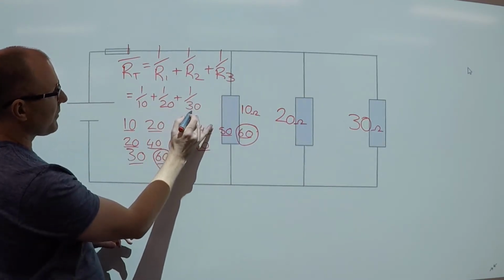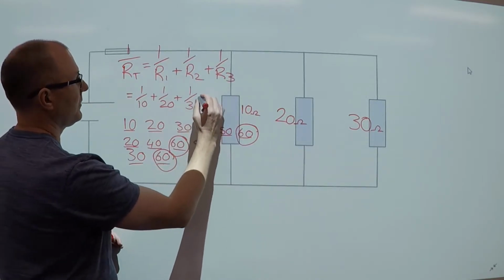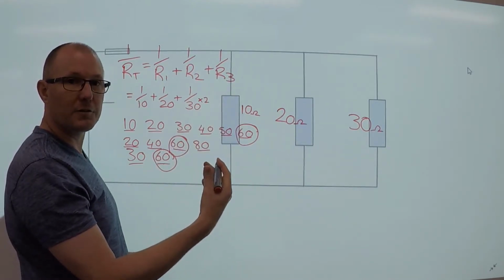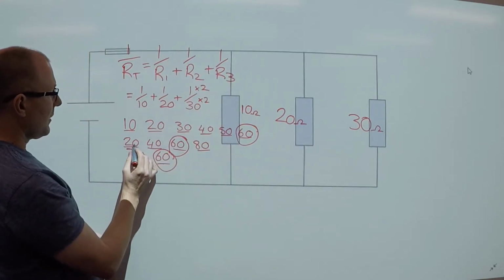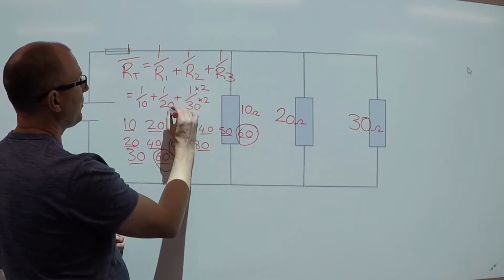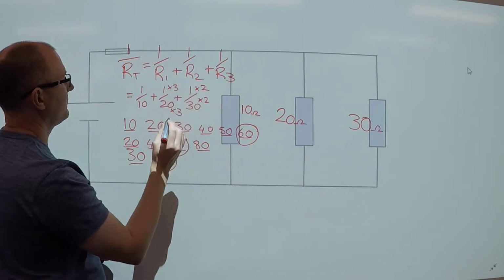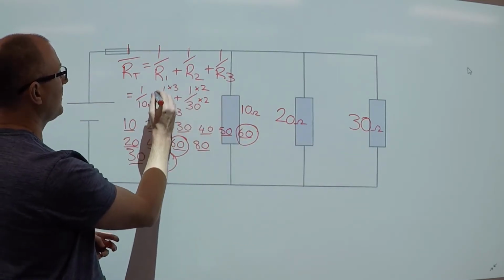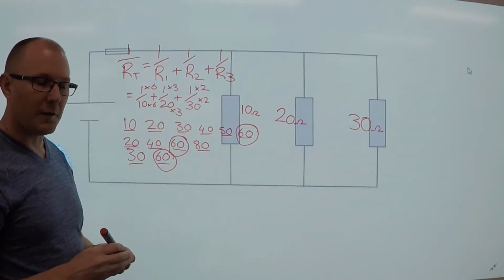So we'll start at 30. 30 goes into 60 two times, so we have to multiply the bottom by 2, but we also have to multiply the top by 2. 20 goes into 60 3 times, so we multiply this by 3, and of course the top by 3. 10 goes 6 times, so we have to multiply the top by 6 as well.